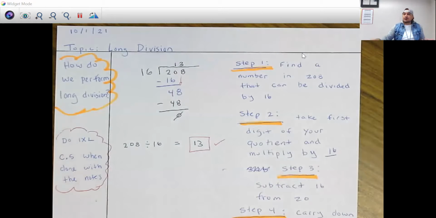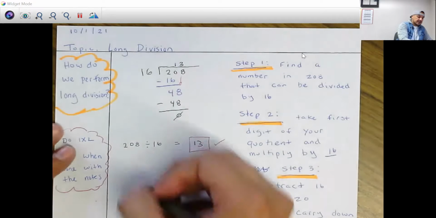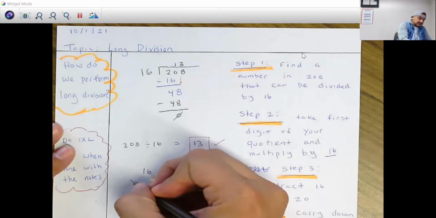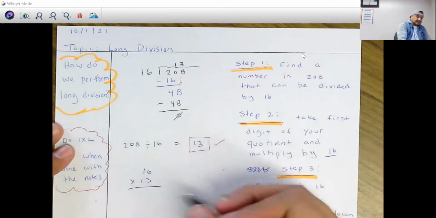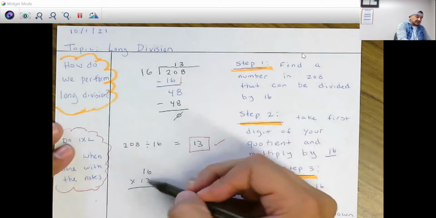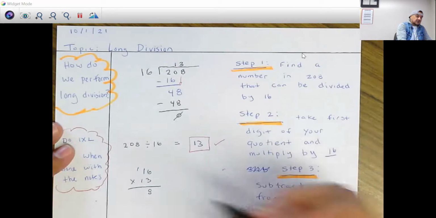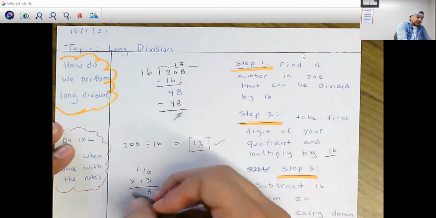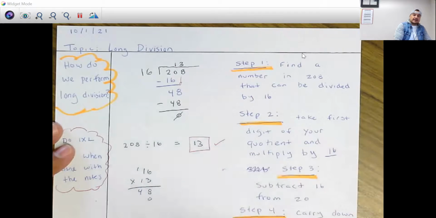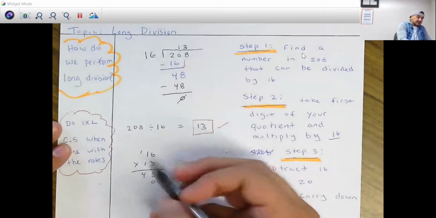All right. And if you wanted to check your answer, let's do that. We have some time. Right? So if you want to check your answer, you just take 16 times 13. Let's see if we get 208, right? 3 times 6 is 8. Carry the 1. 3 times 1 is 3 plus 1 is 4. Right? I'm going to place a 0. 1 times 6 is 6.